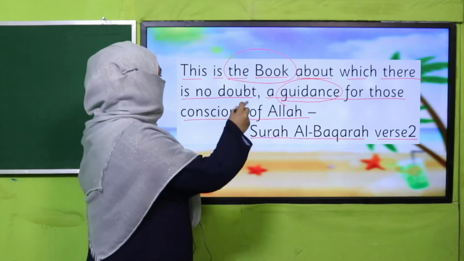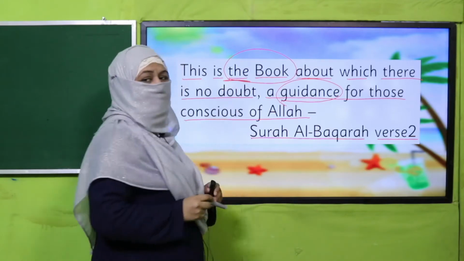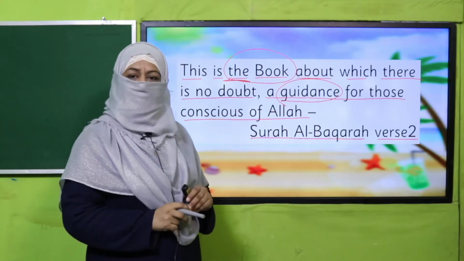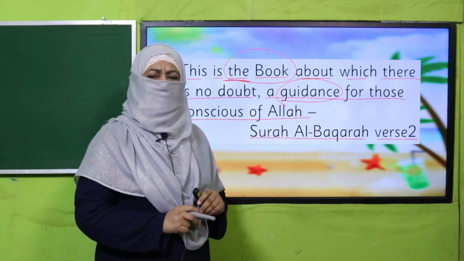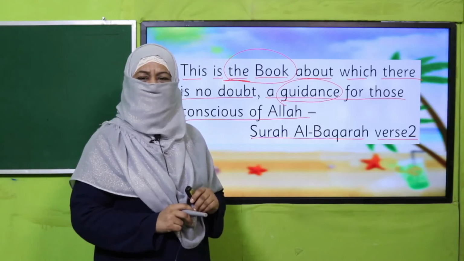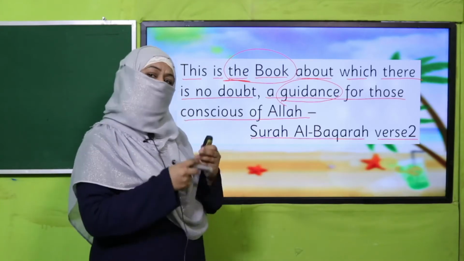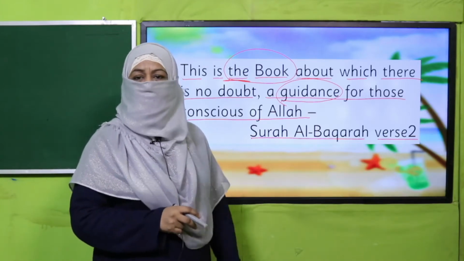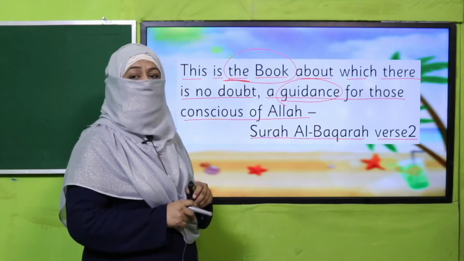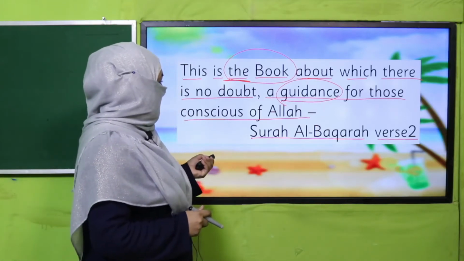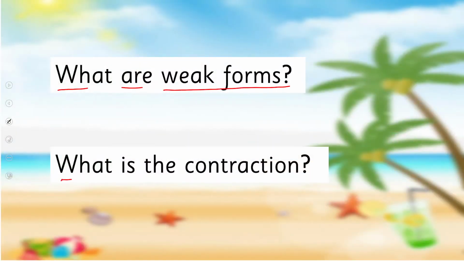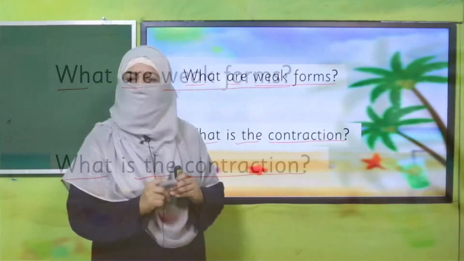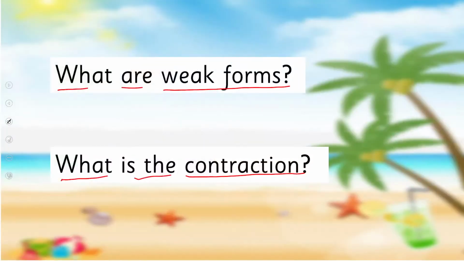And now look at this article, the. So sometimes we say the and sometimes we say the, right? Have you heard the? This is the end of the news. This is how we pronounce this word in two different ways. How do we find out how to say it? This is what we are going to learn today. And before that, you tell me what are weak forms and what is the contraction. So whatever you know about it, pause the video, tell the answer to your teacher, and then come back.